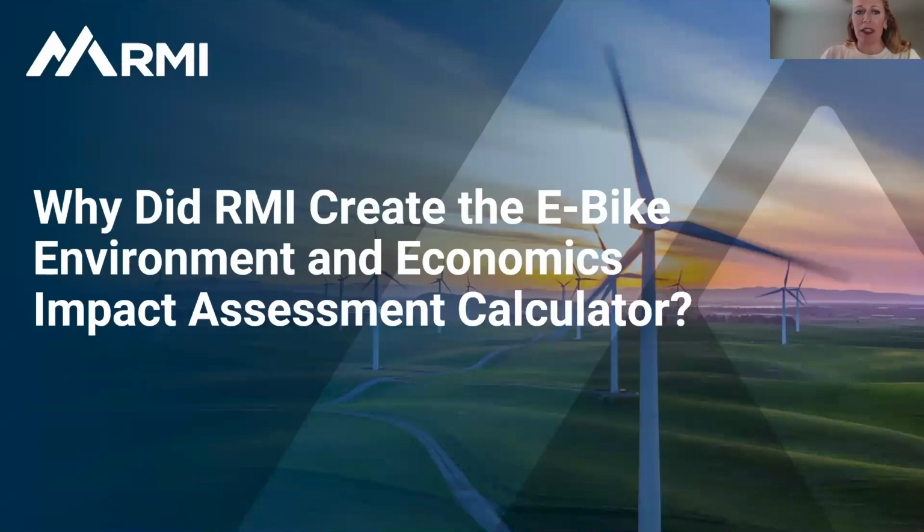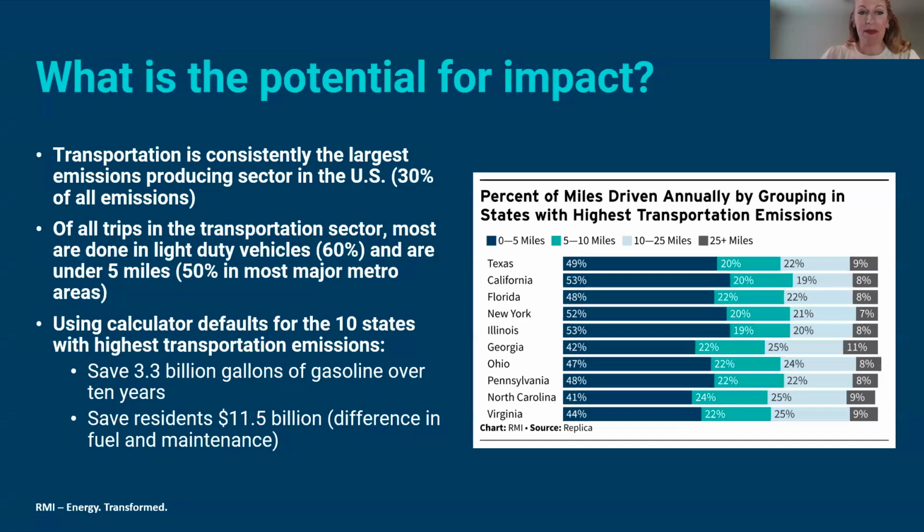So, big question. Why did we create this impact assessment calculator? Next slide. Surprising probably to none of you, the potential for impact with this sort of data is huge. Transportation is consistently the largest emissions producing sector in the United States. And of the trips that happen within that sector, most are from light duty vehicles and most are short trips.